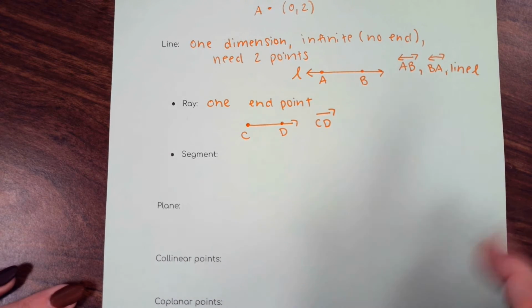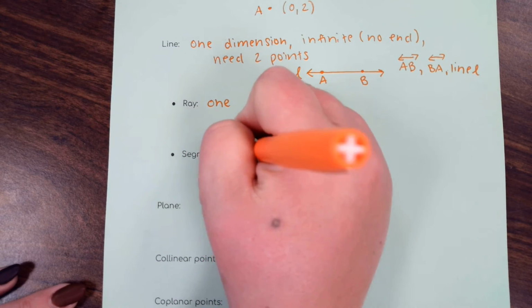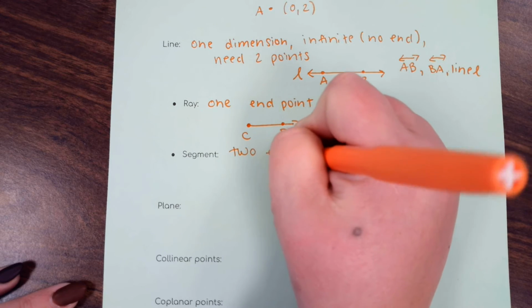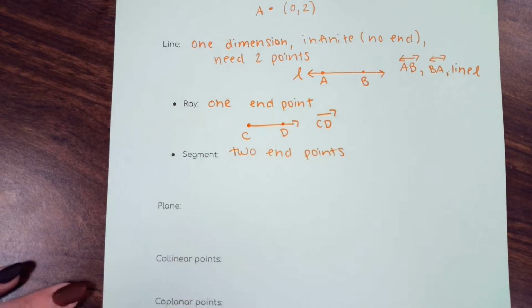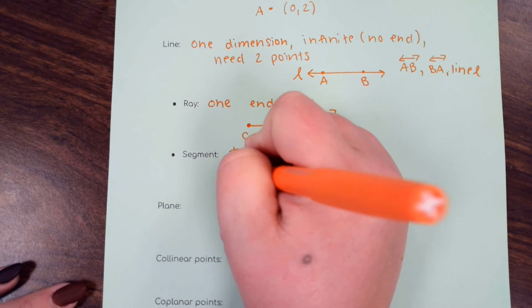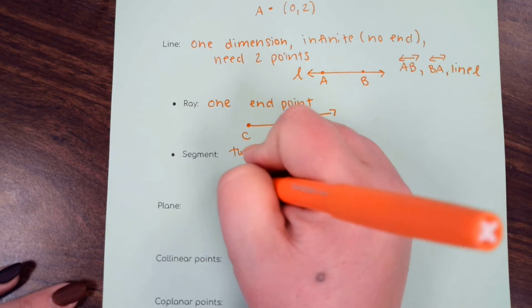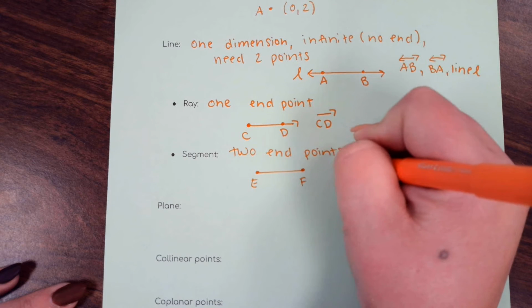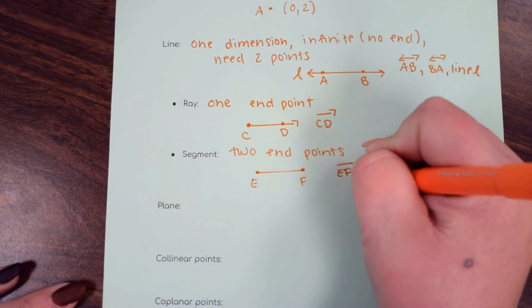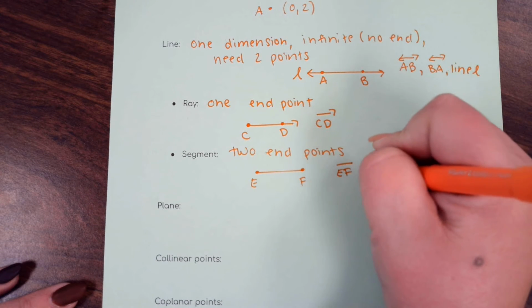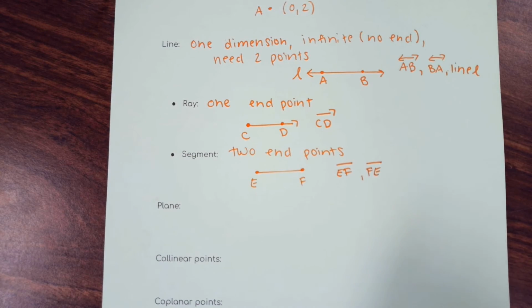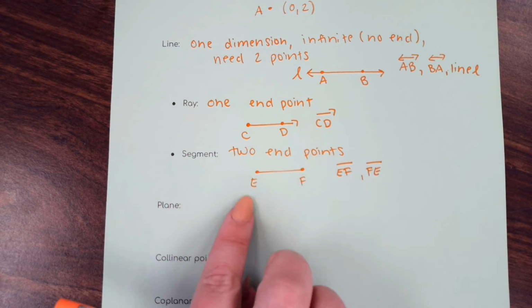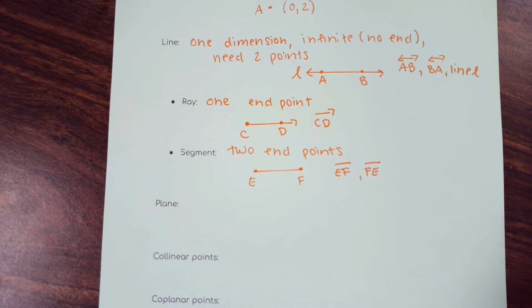And then segment has 2 endpoints. So that would look something like this. So we could call that segment EF or segment FE. Just like a line, with segments you can switch the order of the letters.